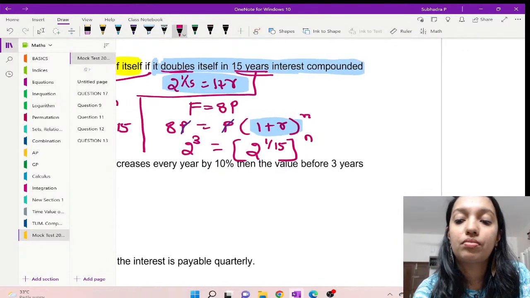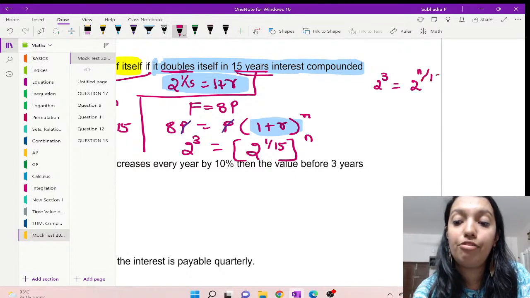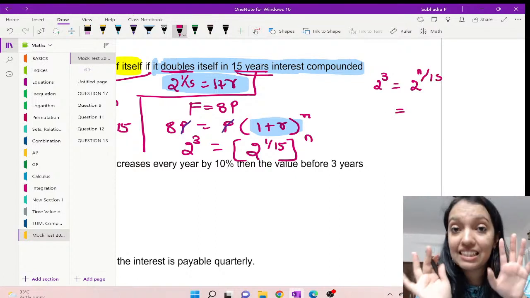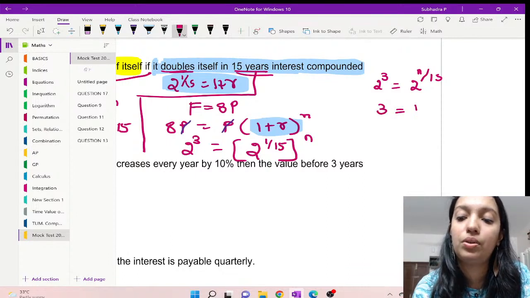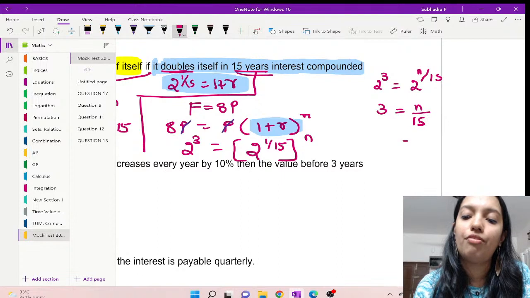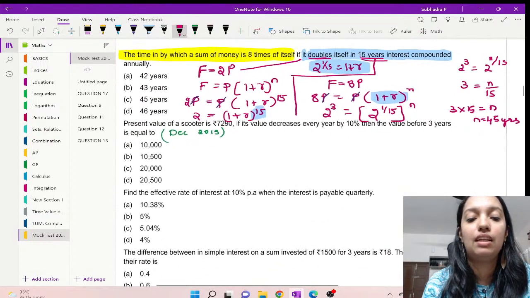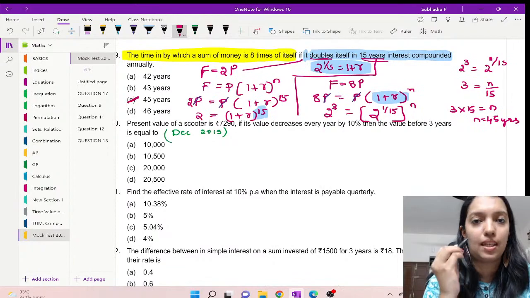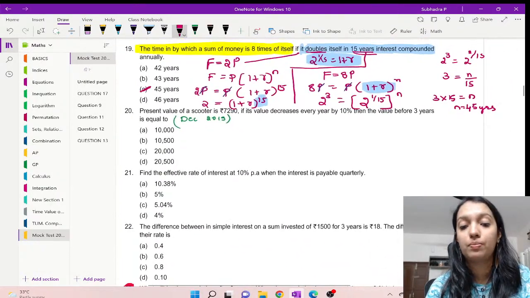Have a look. 2 cube is equal to 2 power n divided by 15. Bases are same, 2 and 2, equate the powers. So 3 is equal to n divided by 15, or value of n is equal to 3 into 15. Your final answer is 45 years. Do we have 45 years in our option? Yes, option C. This is the answer for 19th question.